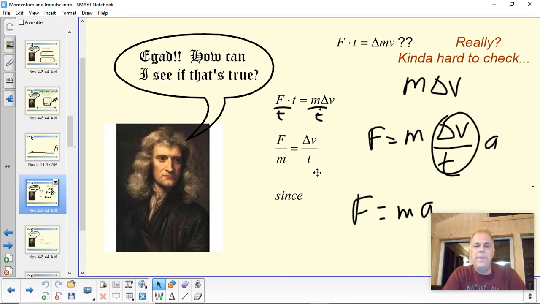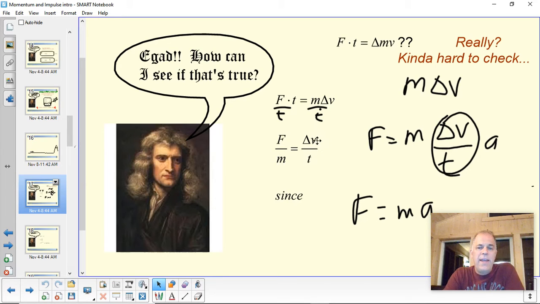So what he did was he rearranged the equation a little bit. Actually, he didn't. It was people that came after him and were trying to actually test this stuff. And they divided both sides by the time and divided both sides by the mass. So he got F divided by M, or we get F divided by M equals delta V over T.